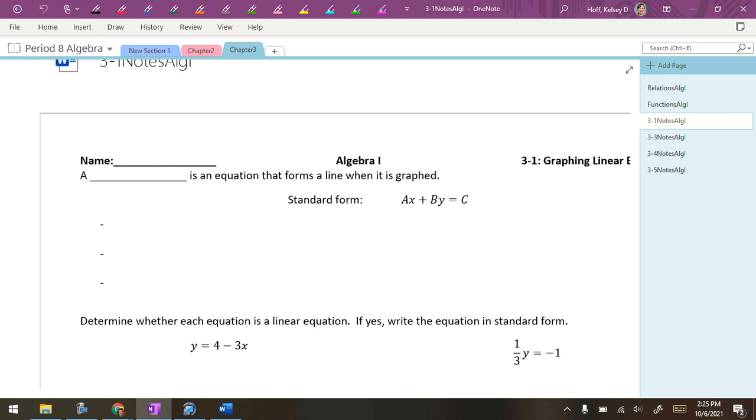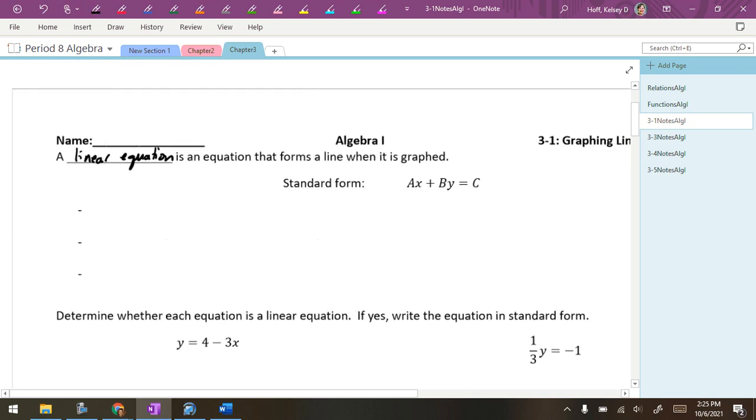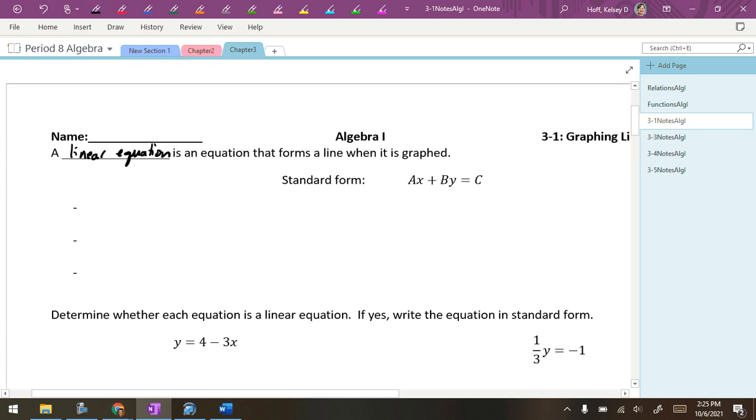A linear equation. A linear equation is an equation that forms a line when it's graphed.